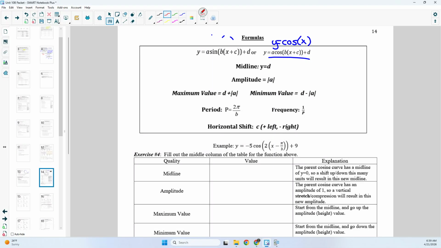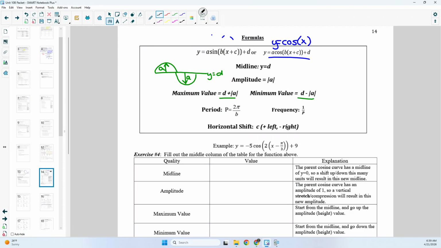So first off, midline, we know is the d value. Amplitude, we know is like a vertical stretch from the last page. And we want it always to be positive, so we're going to take the absolute value of whatever's in front of a. My max, once I have a midline and amplitude, is just that midline. We add up a, and then the minimum is the midline. Go down a, so that's what these two formulas represent.